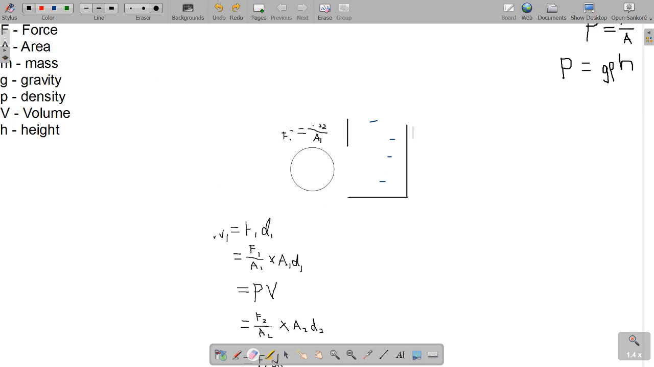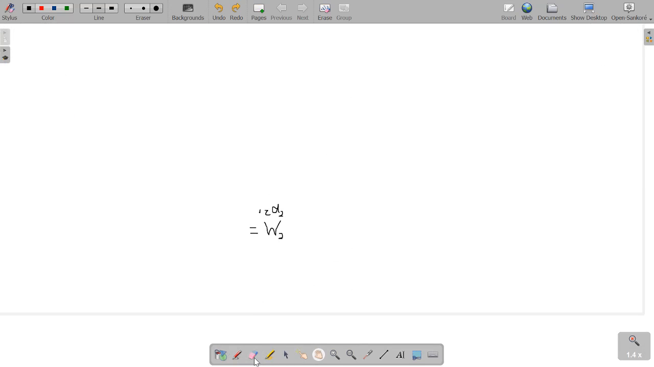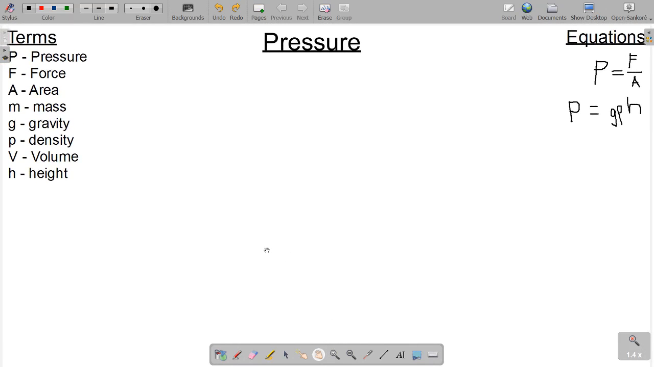So the last thing I'll be talking about is how barometers and manometers work. So first I'll explain how a barometer works. A barometer is basically like you have, let's say, a basin of water.